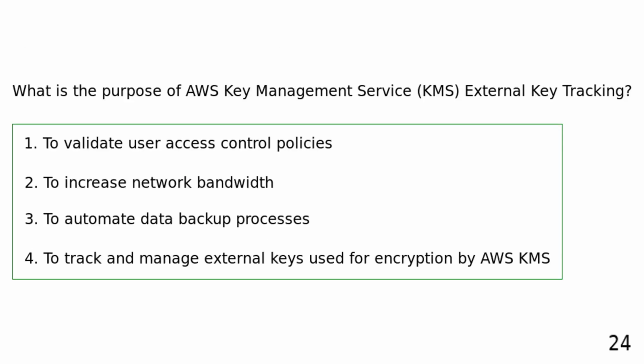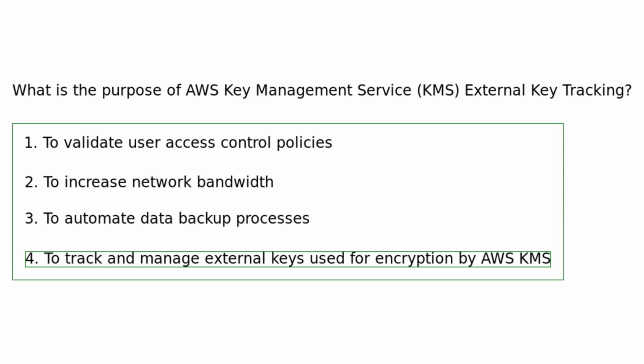What is the purpose of AWS Key Management Service external key tracking? To validate user access control policies. To increase network bandwidth. To automate data backup processes. To track and manage external keys used for encryption by AWS Key Management Service. External key tracking enables users to track and manage external keys used for encryption by AWS Key Management Service, providing visibility and control over key usage and security measures.